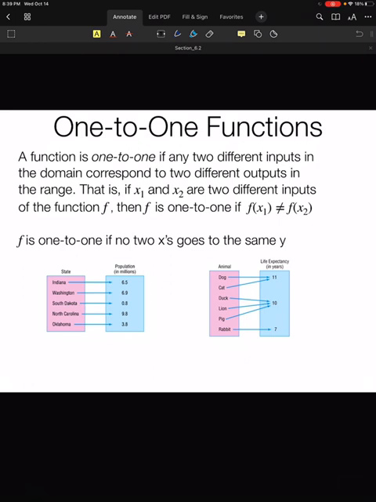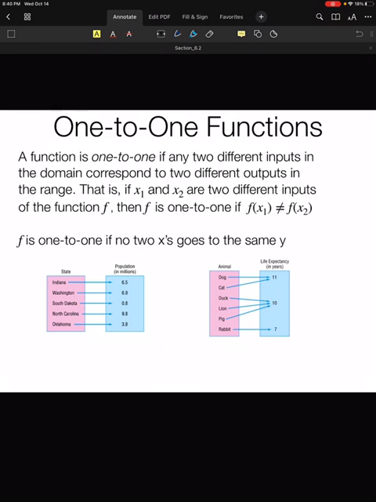So first we want to talk about a one-to-one function, and the formal definition is: a function is one-to-one if any two different inputs in the domain correspond to two different outputs in the range. That is, for two points x1 and x2, if they are two different inputs of the function f, then f is one-to-one if the function values are not the same, and that has to stand for any two inputs.